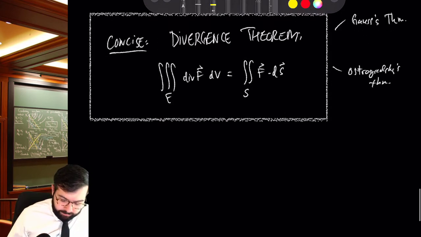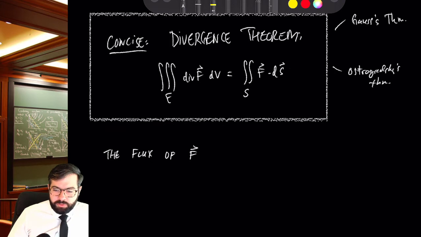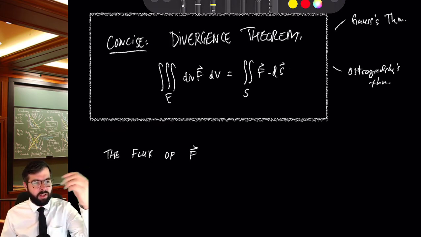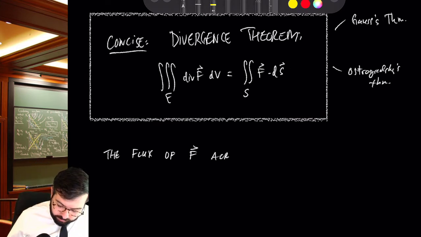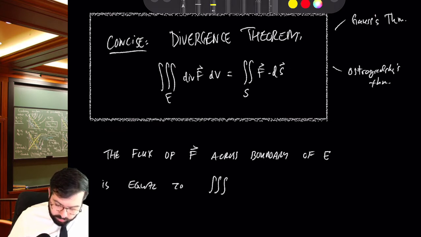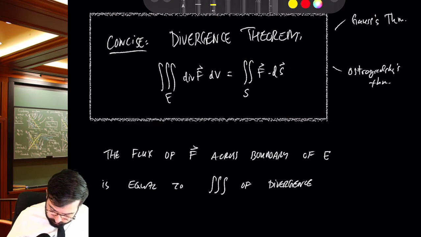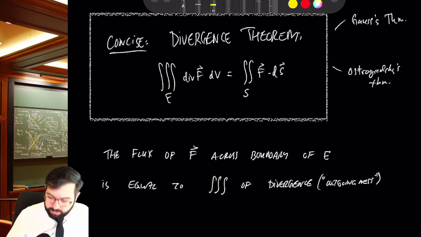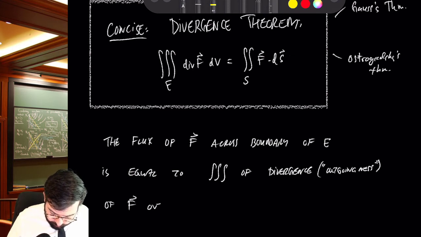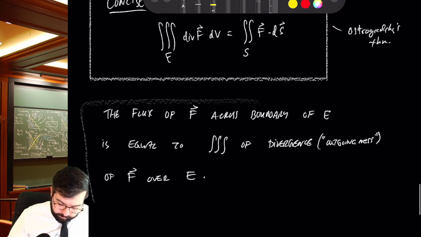So what does this really mean? Well, I'm reading this backwards: the flux of the vector field, which is the volume of fluid flow per unit time across the boundary of E, the region, is equal to the triple integral of the divergence of F. Again, you can think of divergence as outgoingness of F over E, the whole region. That's really what this means.